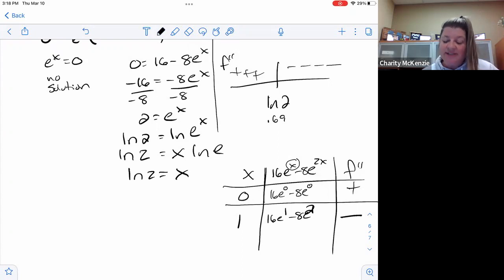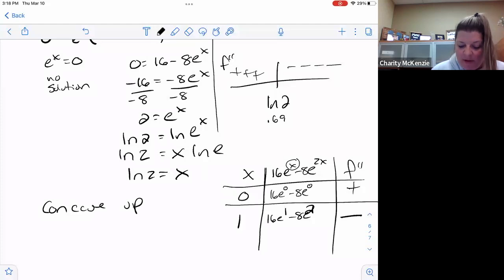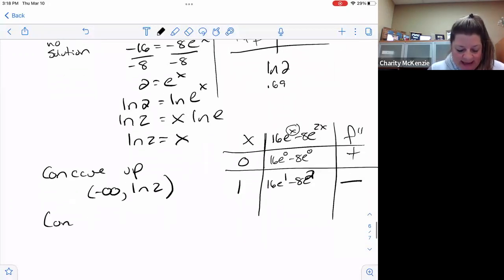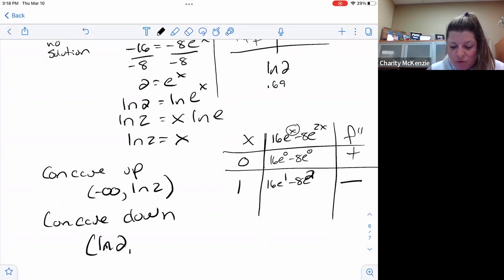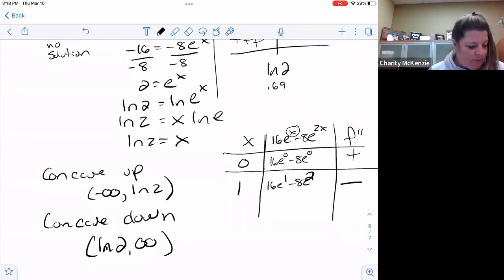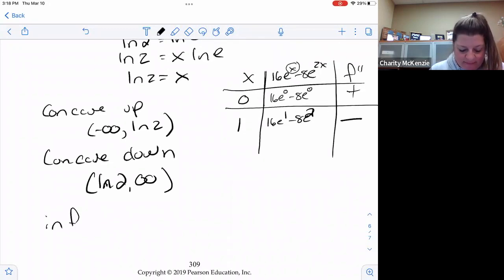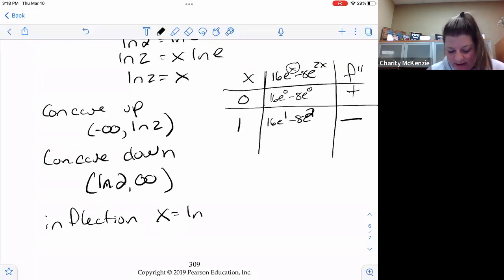So our sign chart says positive to negative. So where are we concave up? Where it's positive. So we're concave up from negative infinity to the natural log of 2. We don't want to use the 0.69. And then we're concave down from the natural log of 2 to infinity. Okay, and then our inflection point, x equals natural log of 2.